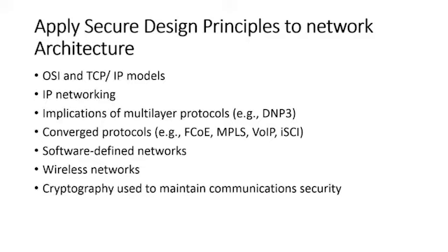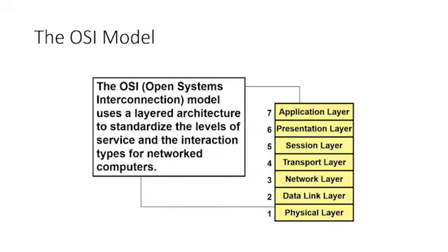We'll talk a little bit about IP networking and how traffic goes from point to point. Talk about some of the multi-layer protocols that we have out there, our converged protocols that are very popular nowadays. Software-defined networks, we have those all over the internet. We're going to discuss those. Talk some about our wireless networks and a little bit about security when it comes to wireless networking. And then cryptography used to maintain the security of our communications. So quite a few things we need to talk about in this one key area. So let's start with the OSI model.